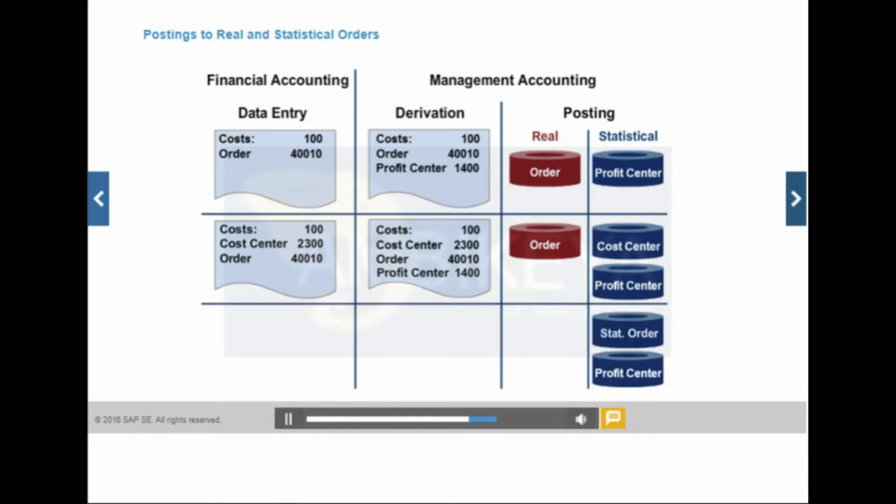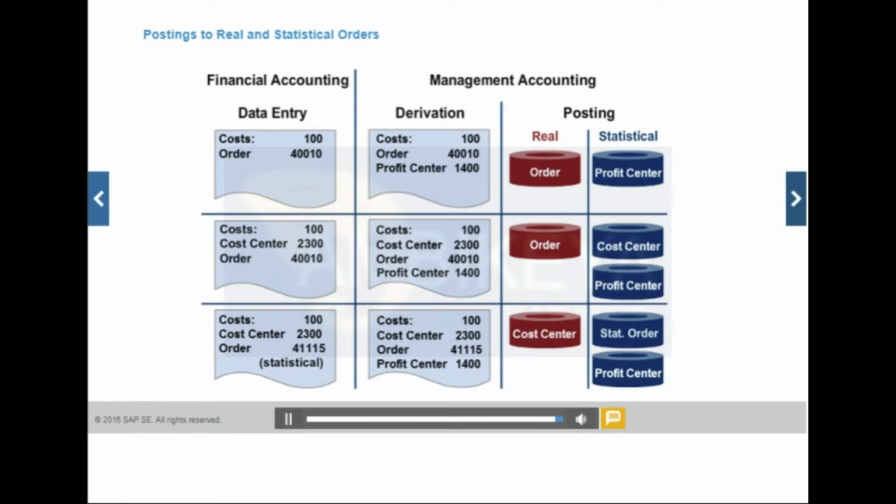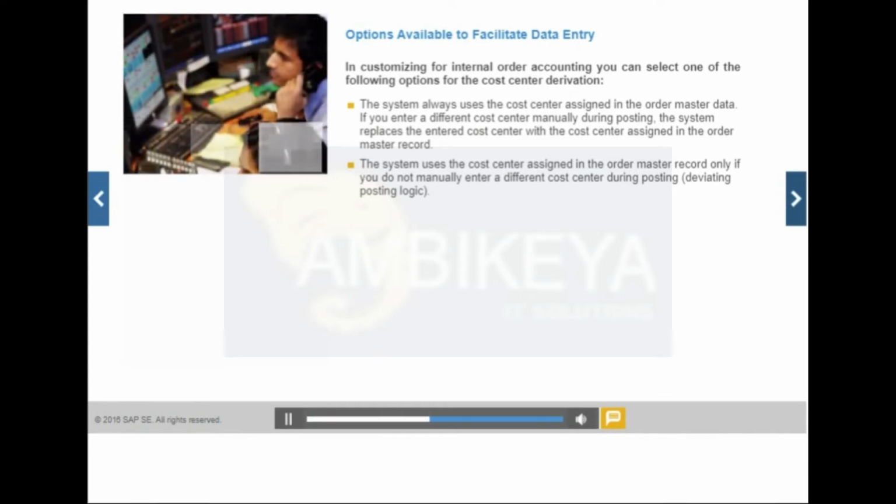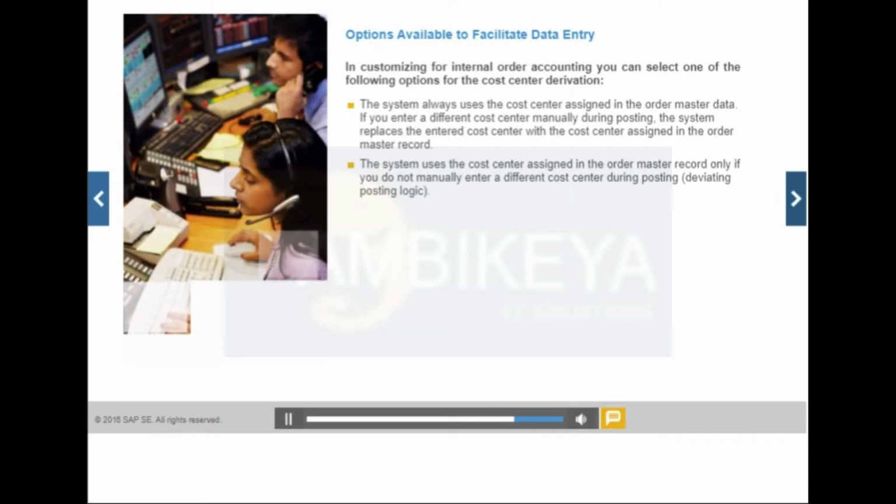When you're posting actual costs to a statistical order, you must enter a real cost assignment object, such as a cost center, real order, or profitability segment. You can then manage the actual costs at controlling object level, and you can analyze them in detail at order level in the information system. To facilitate data entry, you can assign a real cost center to a statistical order in the order master record. In customizing for internal order accounting, you can select one of the following options for the cost center derivation.